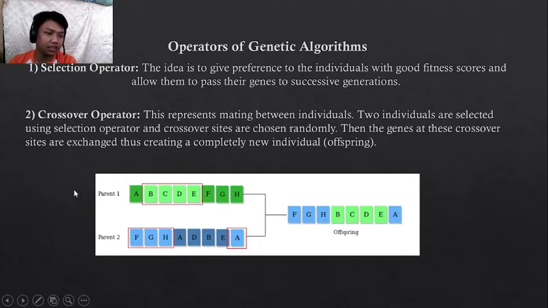So this is an example of the operators of genetic algorithms. The genes of parent 1 are B, C, D, and E. Parent 2 has F, G, H, and A. When they exchange through crossover, the result is F, G, H, B, C, D, E, and A. So this is creating a completely new individual offspring.